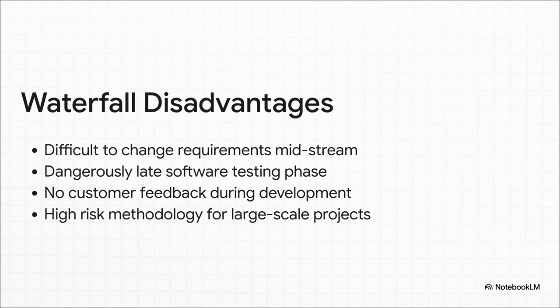But, as we hinted at, there are some fatal flaws. So, the crucial point here is recognizing these risks. First off, it is incredibly difficult to change requirements midstream. Plus, think about it. Testing happens dangerously late in the overall process. If you discover a fundamental design flaw at the very end during testing, it is massively, massively expensive to fix. Throw in a total lack of customer feedback during the actual build phase, and you are looking at a highly risky methodology for any large-scale or complex project.